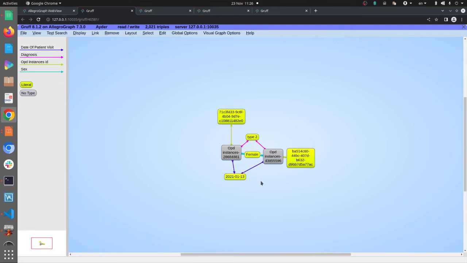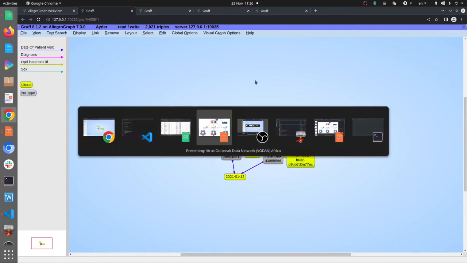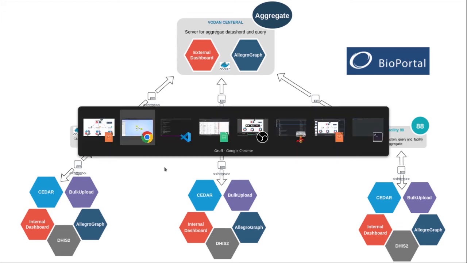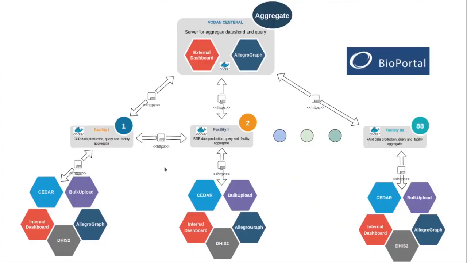If it is a rare kind of disease, or a disease that is pretty common, we have tried to look at how we do queries at different levels. The data is available in the form of a triple store, and each facility has those functionalities. Thank you for following me.